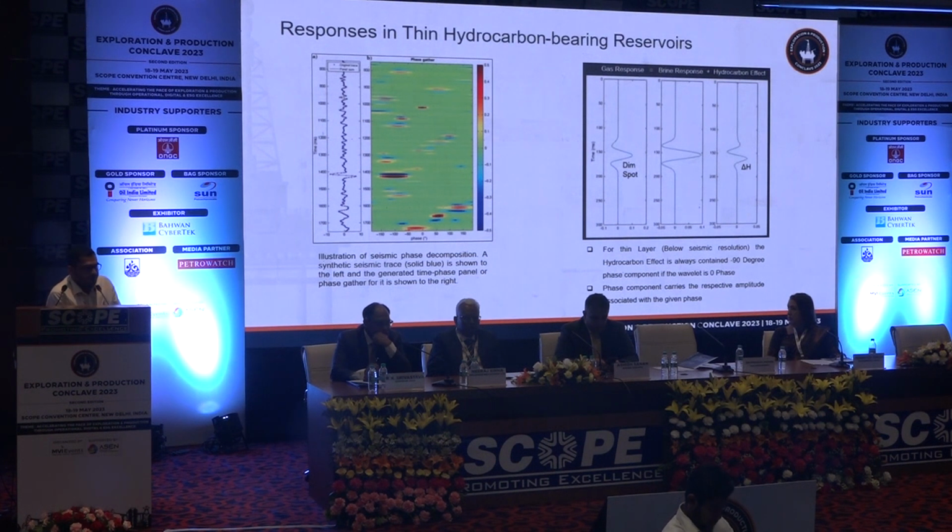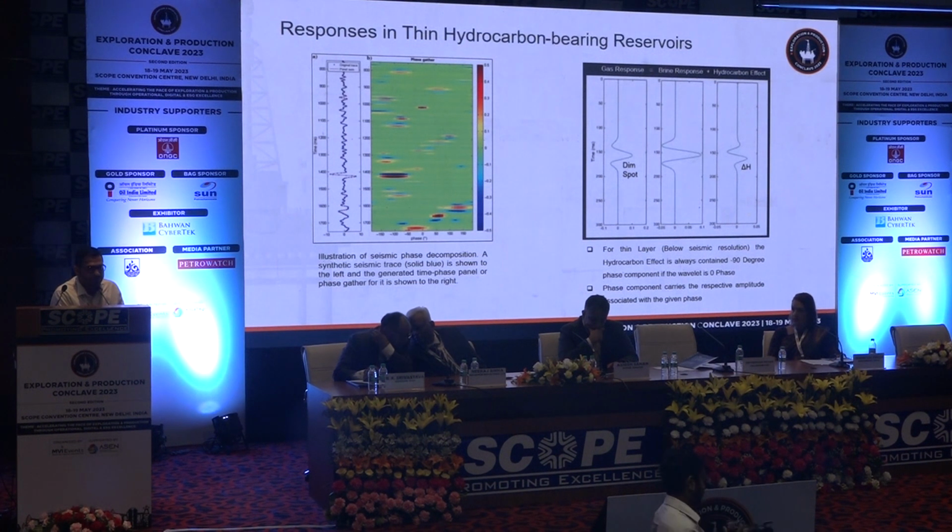Now, if you see the figure on the right-hand side and the middle figure, which is basically our response for a very thin layer, if it contains brine, this is what we get. Again, thin means it is not resolvable from seismic. And when we substitute that brine with gas, what we can expect is a dim spot, and a reduction in the amplitude contrast, or the impedance.